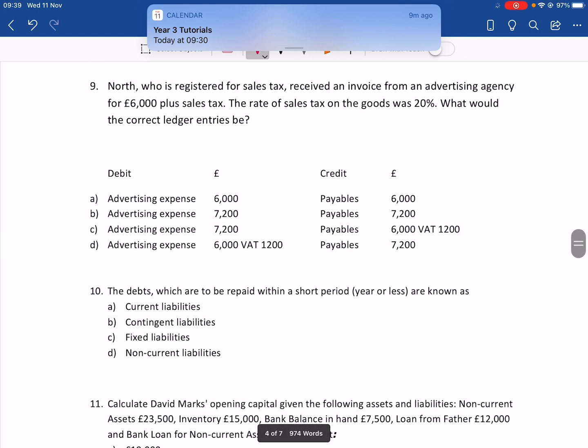Next one is a relatively new one for you as well. The rest of them you've done before. So North, who is registered for sales tax, received an invoice from an advertising agency of £6,000 plus tax this time. The sales tax was 20%. What would the correct ledgers be? So they are invoicing us. So it's really a purchase, and it's a purchase on credit.